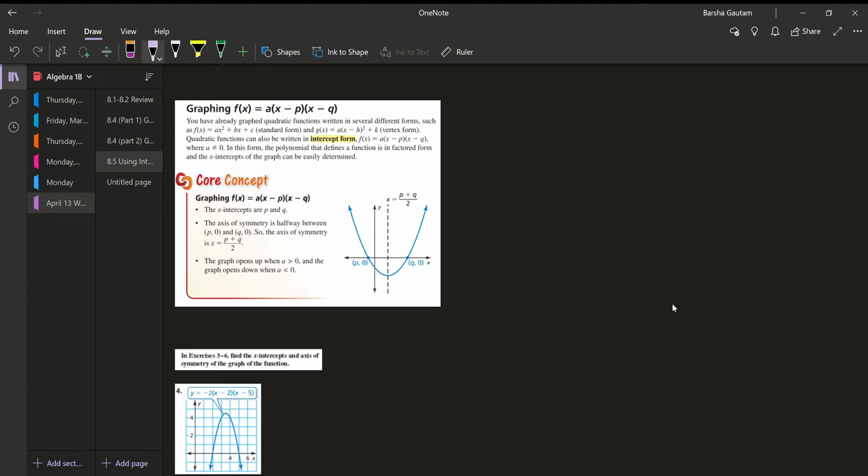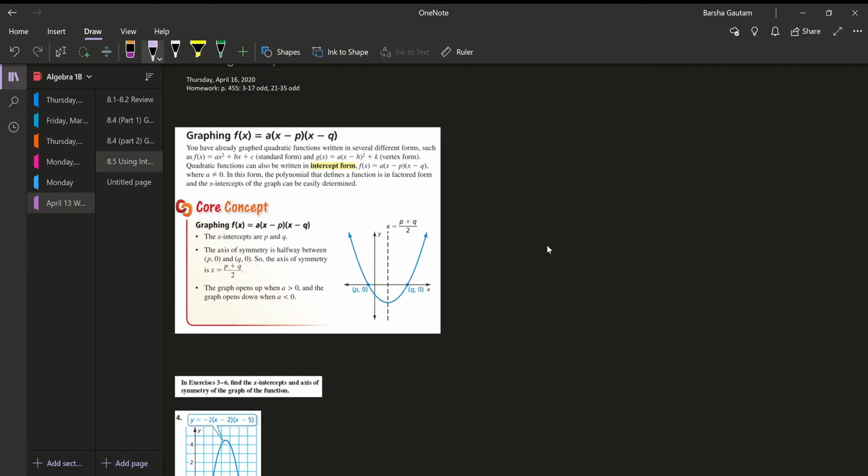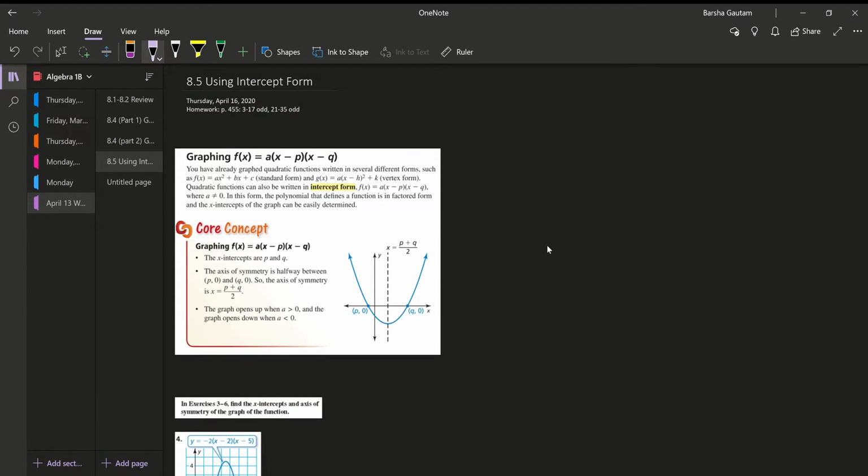Hello everyone, today we'll be working on chapter 8.5 using intercept form. Alright, let's begin. So to start off with, let's take a look at this core concept right here.